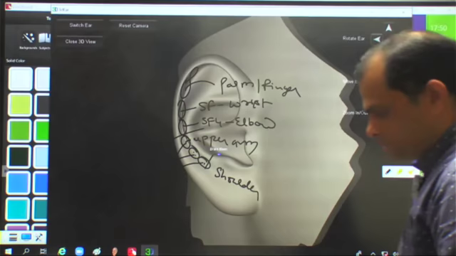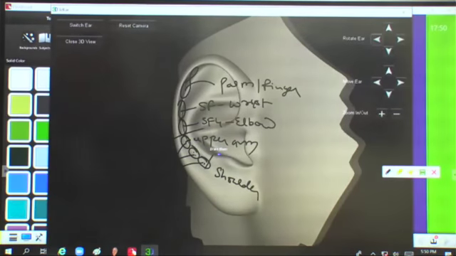So we can put the seeds here, we can put the needle here, we can do the treatment or any method as per our choice.